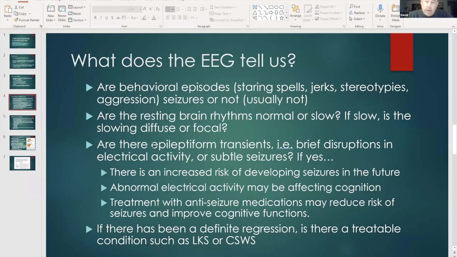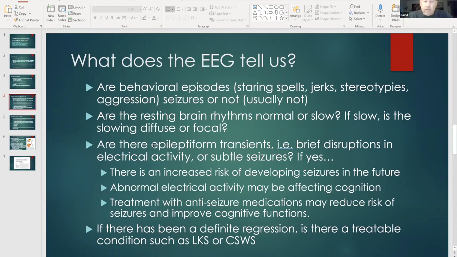So but it is reassuring to have captured those during an EEG and be able to prove that it's the case. The second thing that the EEG tells us has to do with the background rhythmic activity of the brain, whether it's normal or slow.